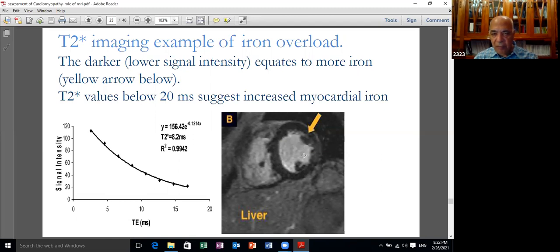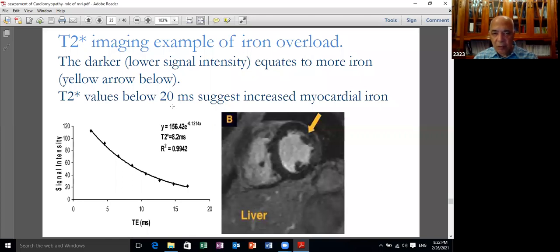And the degree of darkness of the myocardium, as you see in this figure, as the intensity, as the darkness increases, then you get shortening of the T2 star, a specific type of T2. If the T2 star gets below 20 milliseconds, you diagnose hemochromatosis. If it is less than 10, you diagnose severe hemochromatosis.